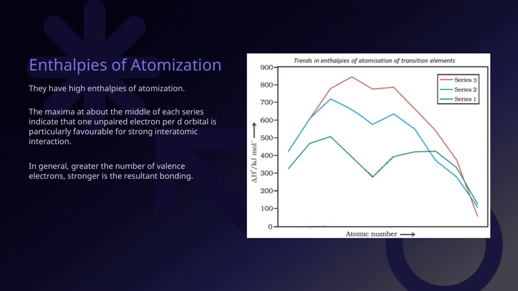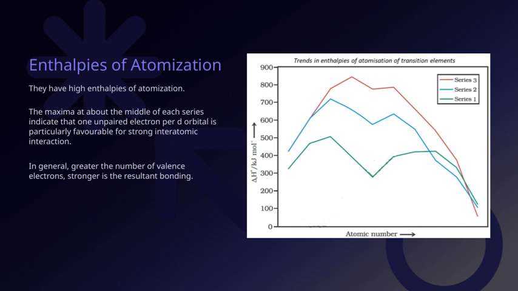In general, the more valence electrons an atom has, the stronger the bonding tends to be. This is because additional valence electrons can participate in bonding, leading to more stable and stronger interactions. You'll notice that there are maxima around the middle of each series, which suggests that having one unpaired electron in each d orbital is especially favorable for strong interatomic interactions. This unpaired electron can enhance bonding strength because it allows for more effective overlap between orbitals.